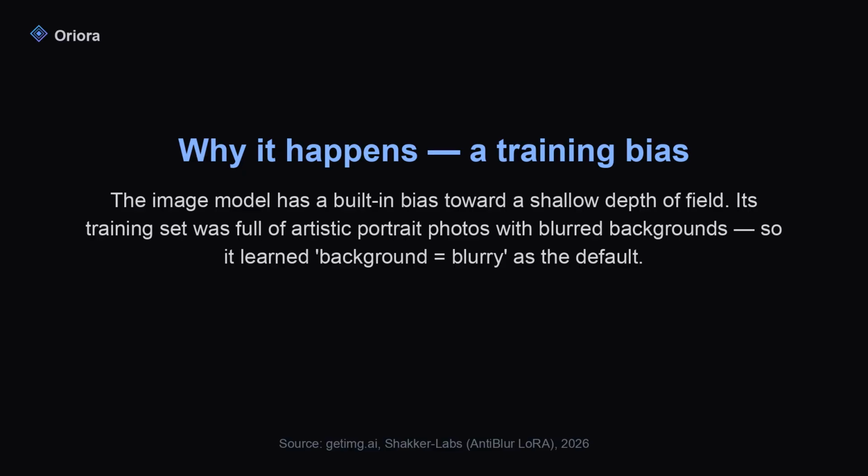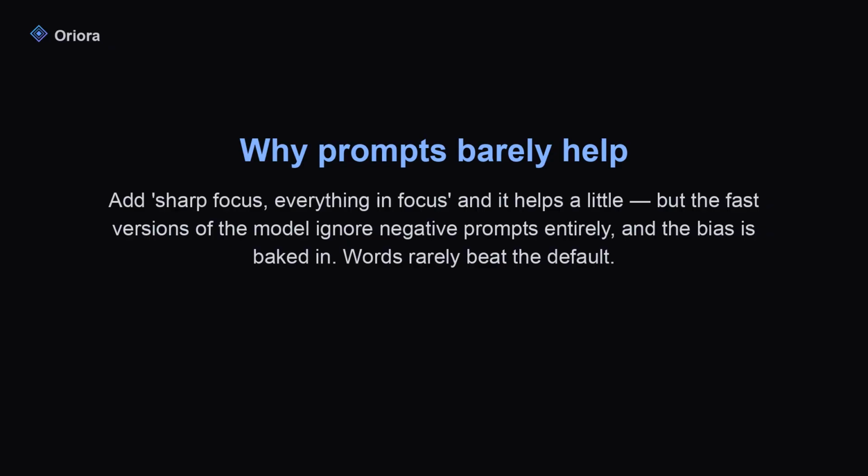The image model has a built-in bias toward a shallow depth of field. Its training set was full of artistic portrait photos with blurred backgrounds, so it quietly learned that background equals blurry and made that the default. The obvious move is to add "sharp focus, everything in focus" to your prompt. It helps a little, but the fast versions of the model ignore those negative instructions entirely and the bias is baked in. Words rarely beat the model's default.